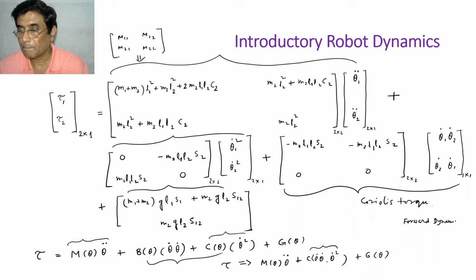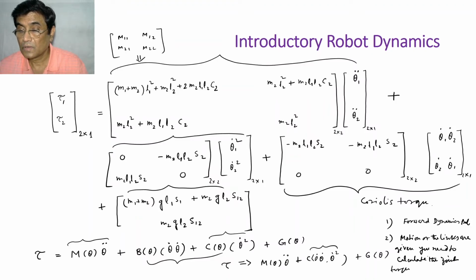Forward dynamics problem. Okay, so torque is given. Now when the motions are prescribed, that means the acceleration, then theta, then theta dot, all are given, motion of the links are given, you need to calculate the joint torque. This is inverse dynamics. Inverse dynamics problem, okay?